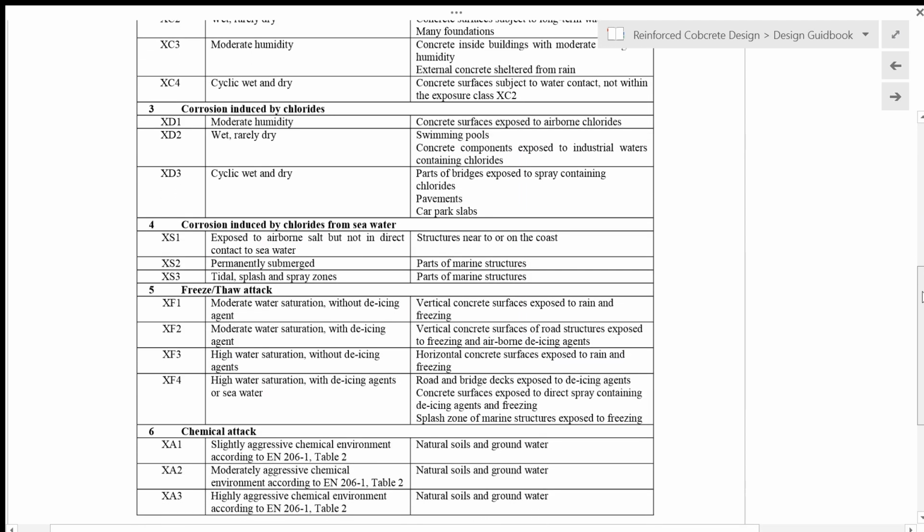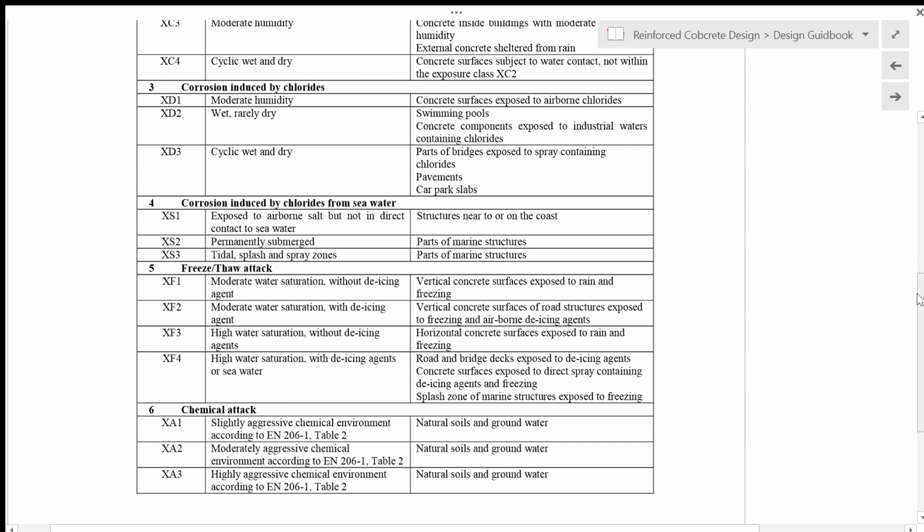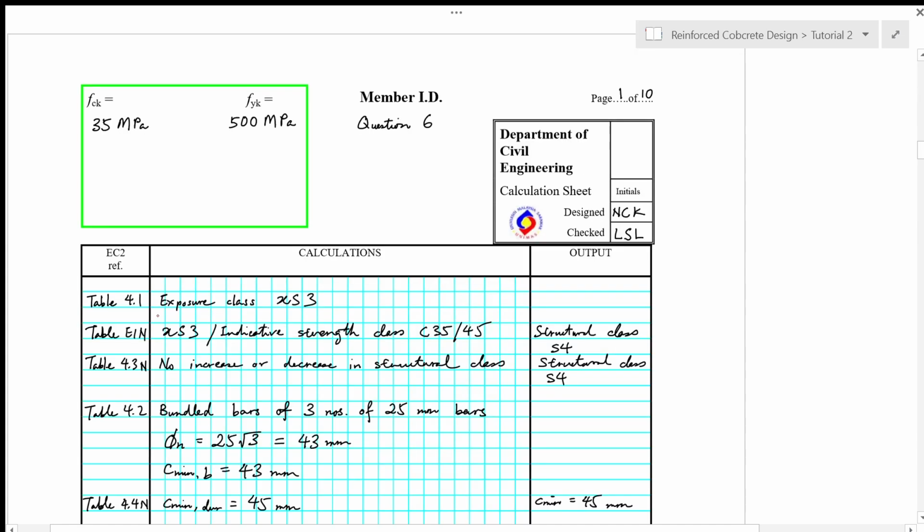So for exposure class for coastal structures, we have corrosion induced by chlorides from seawater, because the resort is on the coast. So we have seaside structures that we are going to build. And then for the jetty, it is in the tidal zone where you have splash and spray of the seawater. So meaning that the exposure class of our jetty is XS3. So we have exposure class XS3.